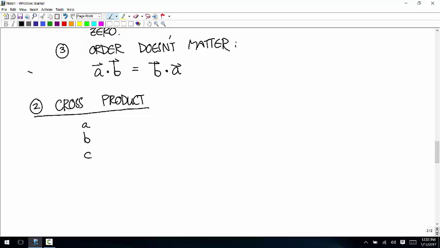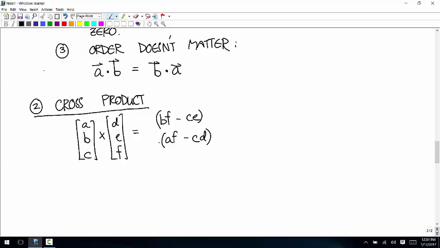But here's the formula: ABC crossed with DEF is equal to BF minus CE, and then AF minus CD, and this one's negative, and then AE minus BD.